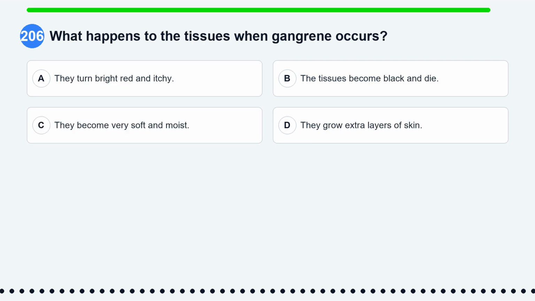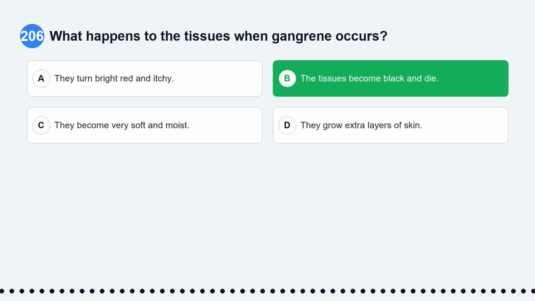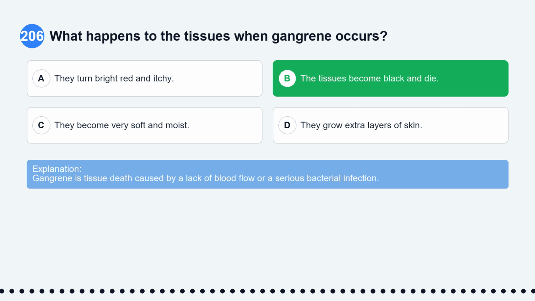Question 206. What happens to the tissues when gangrene occurs? Option A, they turn bright red and itchy. Option B, the tissues become black and die. Option C, they become very soft and moist. Option D, they grow extra layers of skin. The correct answer is option B, the tissues become black and die. Gangrene is tissue death caused by a lack of blood flow or a serious bacterial infection.